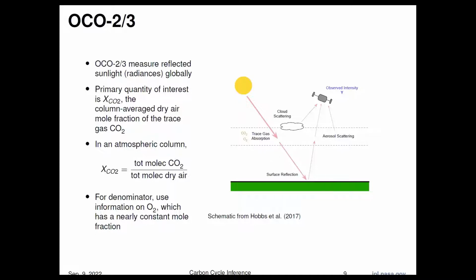And to get this denominator, that's where information about oxygen can be useful, because the relative abundance of oxygen in the atmosphere is relatively constant.